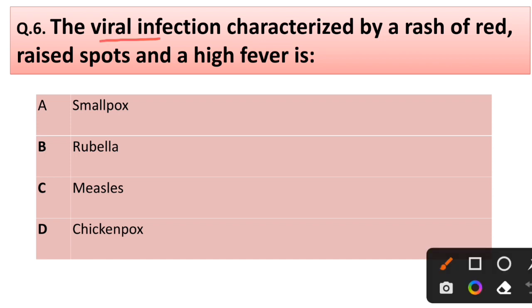Question number 6. The viral infection characterized by a rash of red spot and high fever is smallpox, rubella, measles, chickenpox. Correct answer is option A, smallpox.